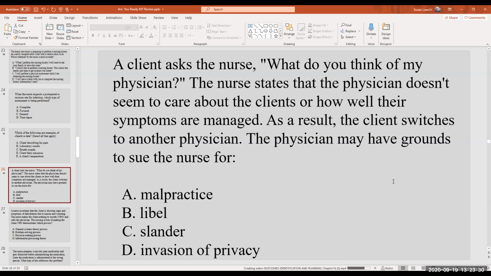Libel is the reading. Gotta finish the whole sentence. Everybody's good with all these definitions? Yes. Okay. You want me to go through them? Yes, you can go through it. Yeah, okay. That's fine too. Slander? I think it's slander.